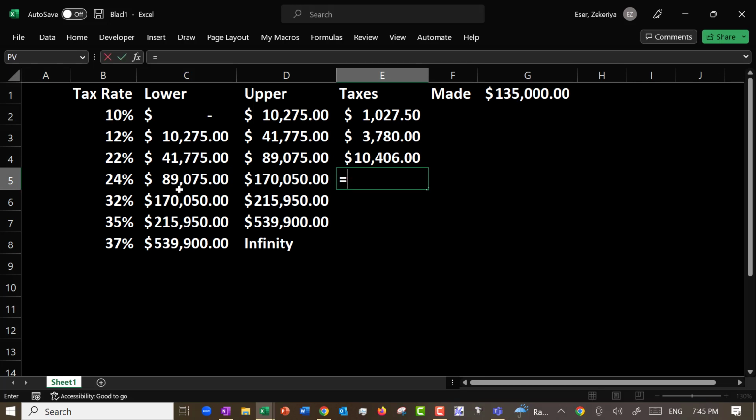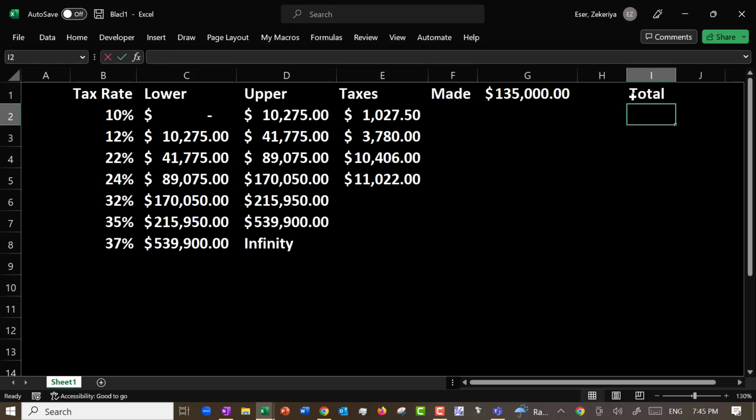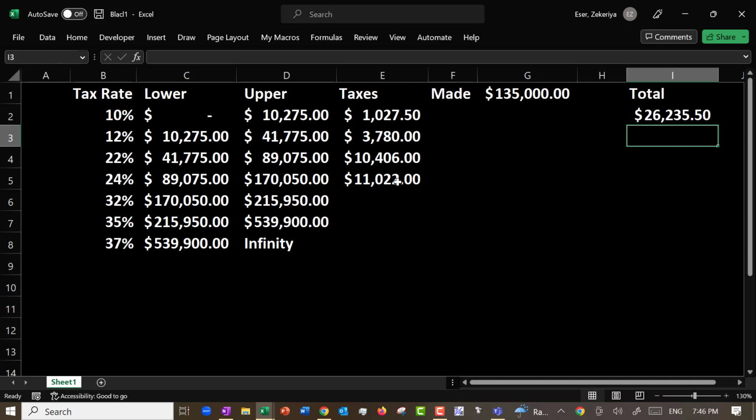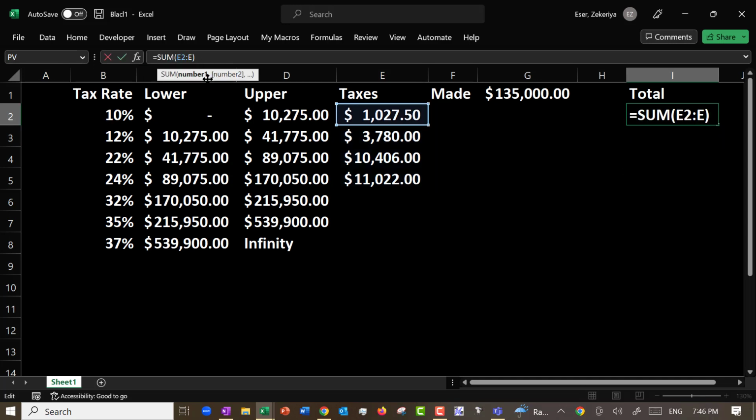Now, in this bracket, you're going to multiply your income, because your income is less than the upper bound, minus the lower bound. So total taxes, actually make that 8. So you're gonna pay that much in taxes.